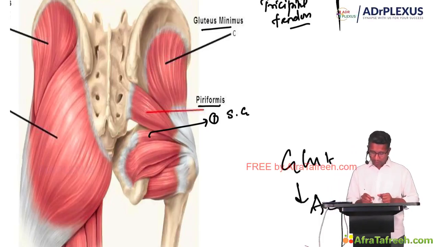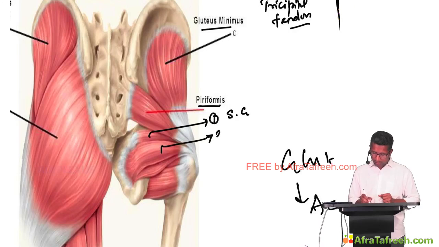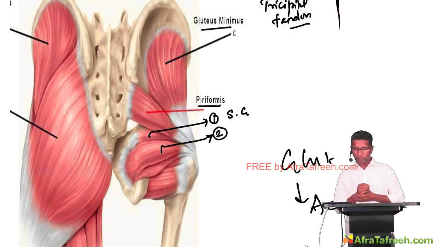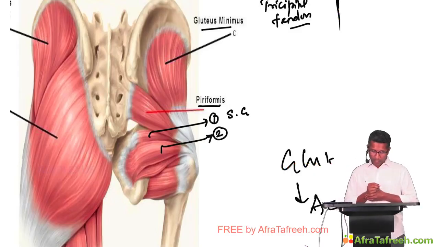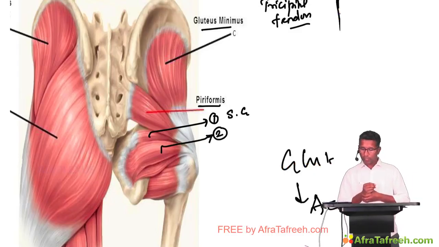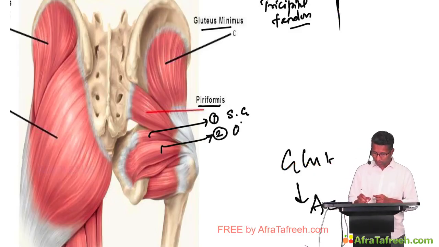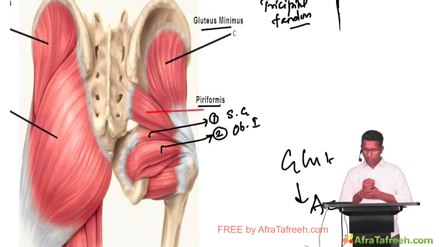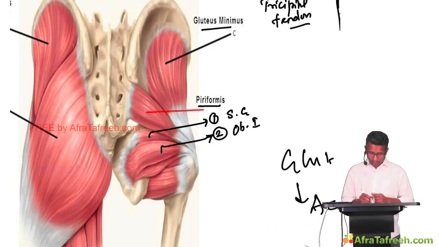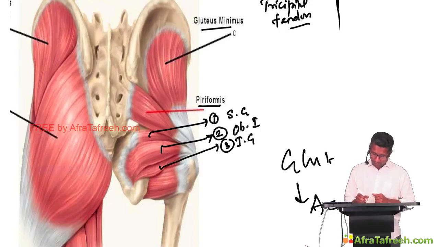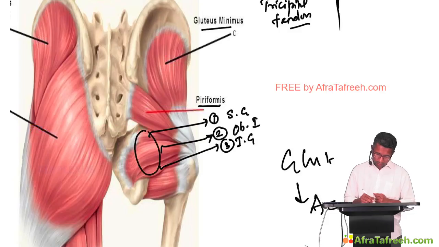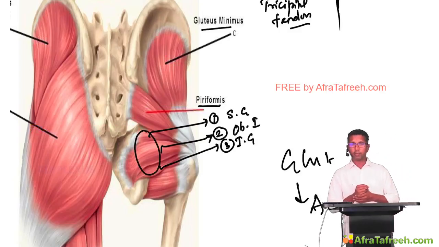What is the next muscle which is seen in this area? Below the superior gemellus is the tendon of the obturator internus muscle. The one which is seen below is nothing but the inferior gemellus. So these three muscles form a common tendon which is called the tricipital tendon.